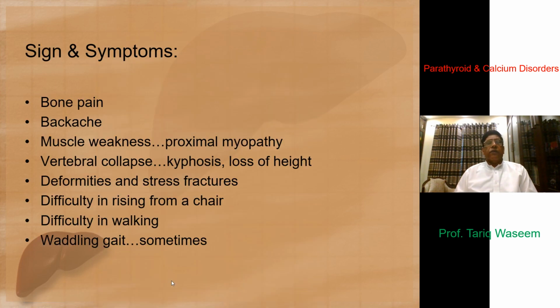Most patients who have osteomalacia or rickets present with pain in the bones or in the body, backache, muscle weakness, proximal myopathy, or inability to stand up from a sitting position. The vertebra may collapse and lead on to kyphosis, and in the elderly it may lead on to loss of height as well. There may be deformities and stress fractures. They have difficulty in walking and rising, and sometimes they may have a waddling gait as well.